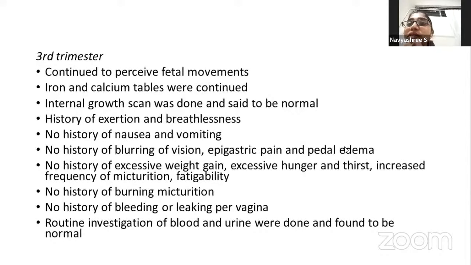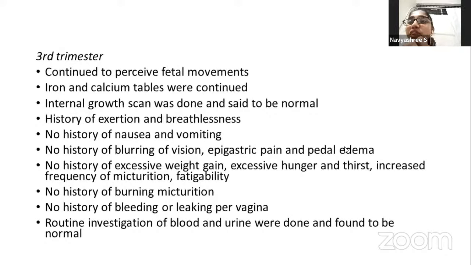At third trimester, the woman continued to perceive fetal movements. Iron and calcium tablets were continued. Interval growth scan was done and was said to be normal. History of exertional breathlessness was felt. There was no history of nausea, vomiting, blurring of vision, epigastric pain, pedal edema.